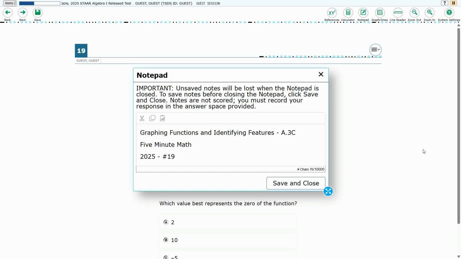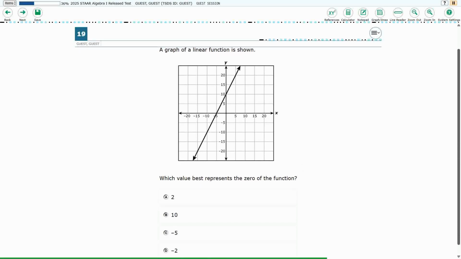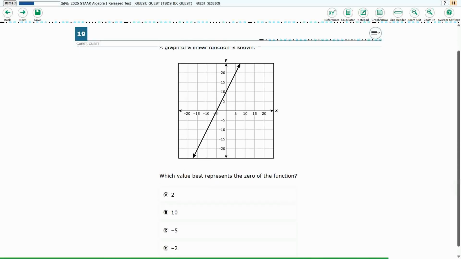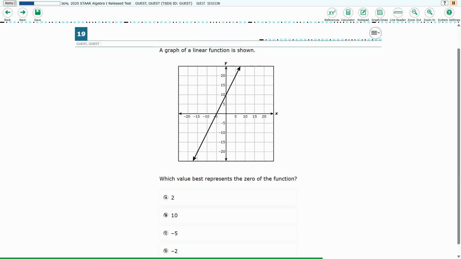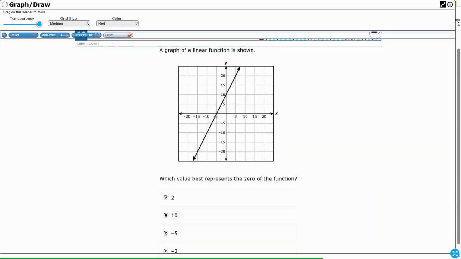Today we are looking at the Algebra 1 concept of graphing functions and identifying features. This is standard A.3C in the great state of Texas, and we are using item number 19 of the 2025 released STAAR test. If you haven't done so already, please go ahead and take a moment to pause the video, work this problem out on your own, unpause it, and we will look at our answers together.